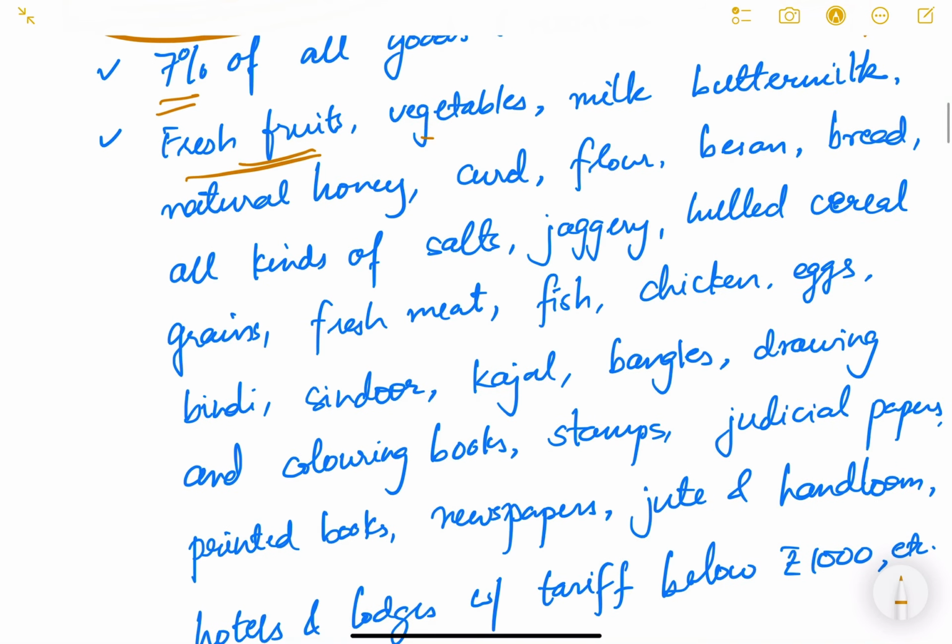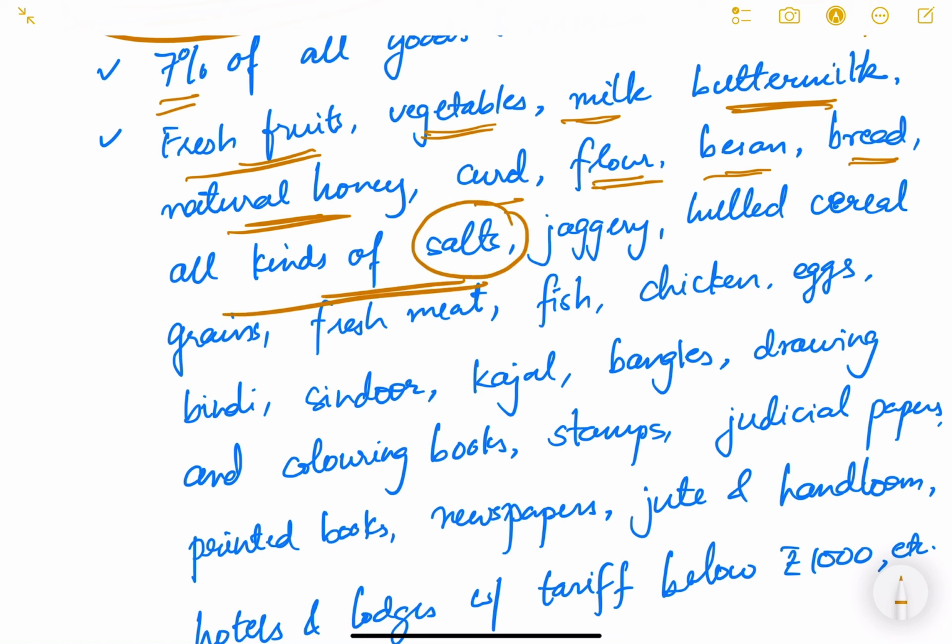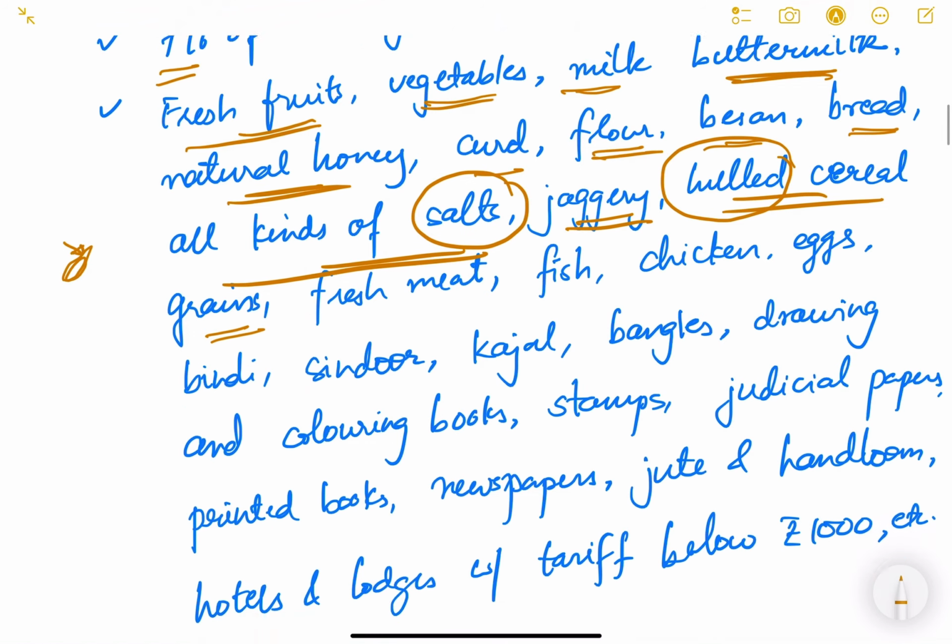So fresh fruits, vegetables, milk, buttermilk, natural honey, curd meaning dahi, flour means atta, okay, in Hindi also I'm telling you, besan, bread. Besan is basically the flour of chana dal, of the Bengal gram, I guess. Then bread, all kinds of salts, different kinds of salts are there, so all are exempted. Jaggery meaning gud. Then hulled cereal grains, the removal of the outside cover. So this is a cereal and there is a cover on it. If this cover is removed in the mills, it is known as hulled cereal grain. So those are also exempted.